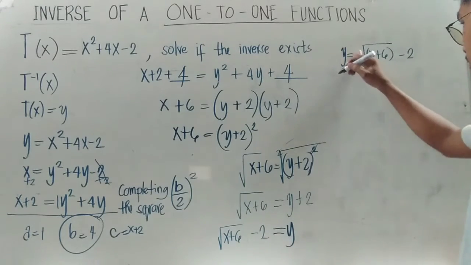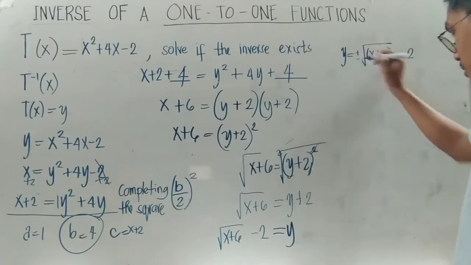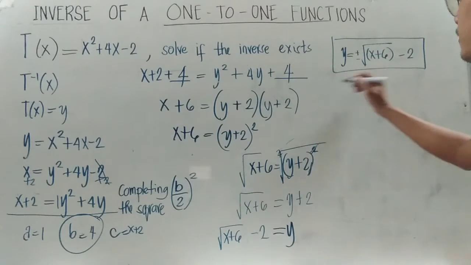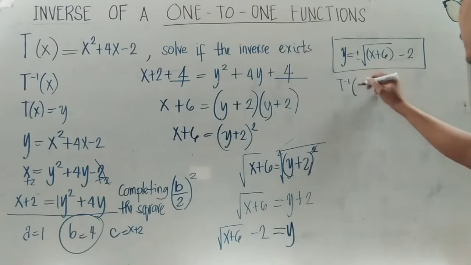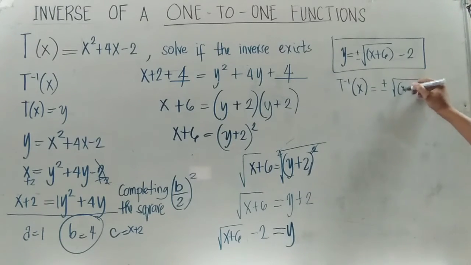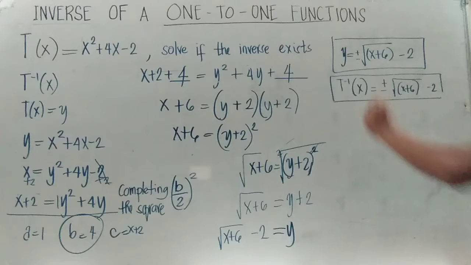When the square root is involved in a quantity, we have that plus minus. Okay? Plus minus. Or shall we say that the inverse of t of x is equals to plus minus the quantity of x plus 6 minus 2. So any of the two answers will be accepted. Okay? So I will focus in here.